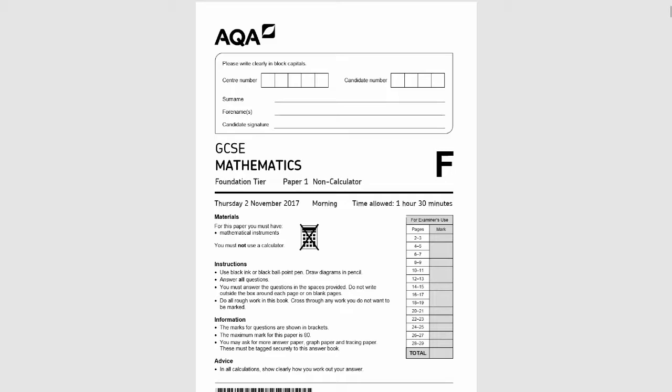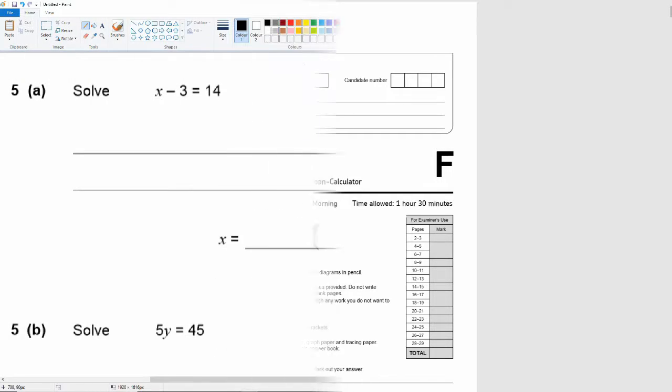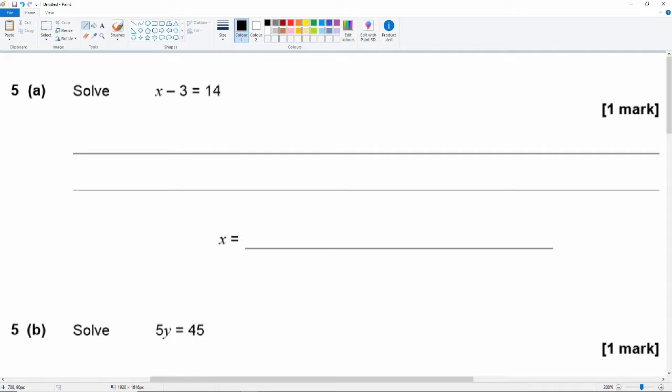In this video we're going to be looking at the AQA GCSE past paper. This is the November 2017 first paper in the foundation tier of the 8300 series. It's a non-calculator paper. And we pick it up in question 5, and part A reads, solve x minus 3 equals 14 for 1 mark.